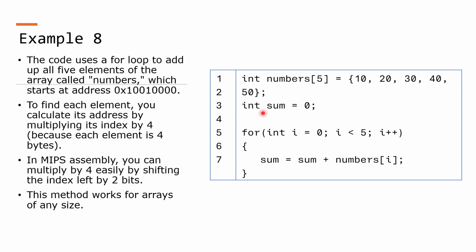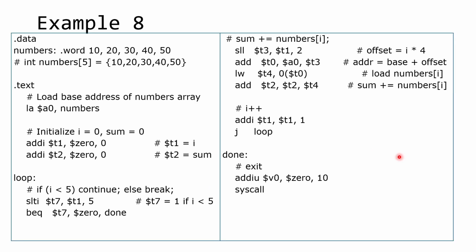In the C++, we have an array of 5 numbers with values 10, 20, 30, 40, 50, and then a sum of 0. Then from i equal to 0, while i is less than 5, i plus plus as the counter, we add sum plus numbers with index i.